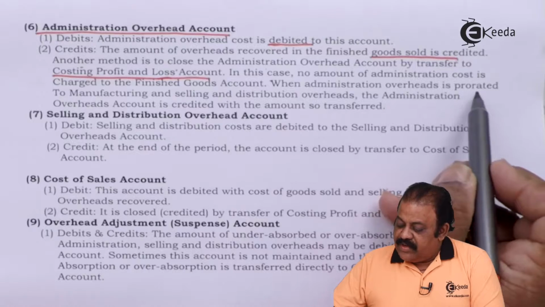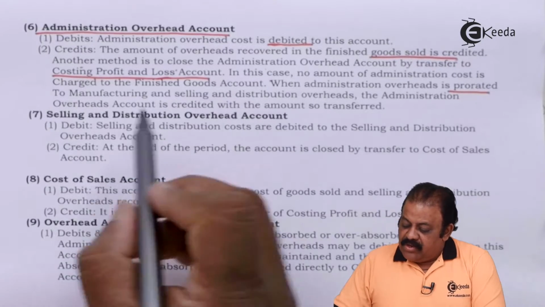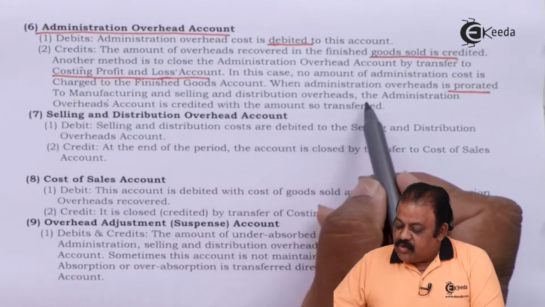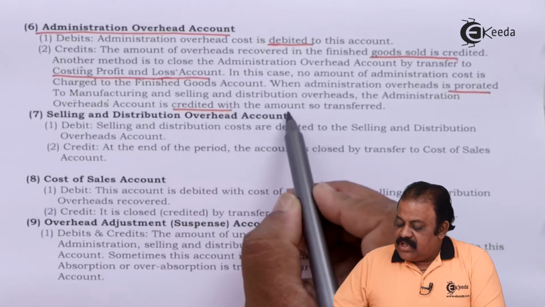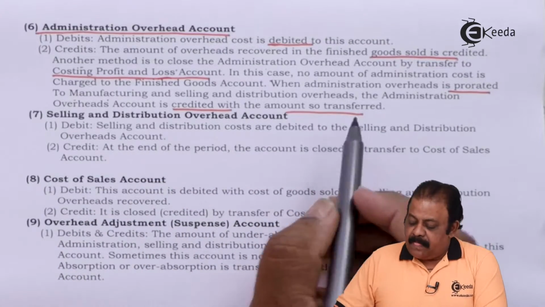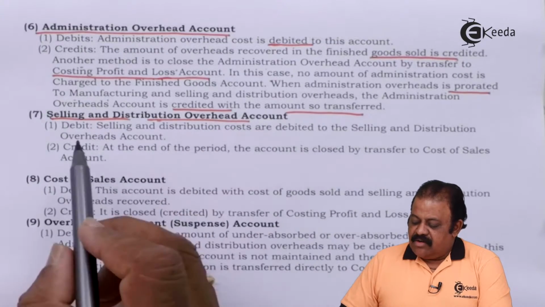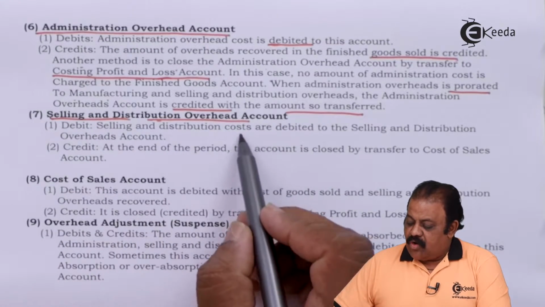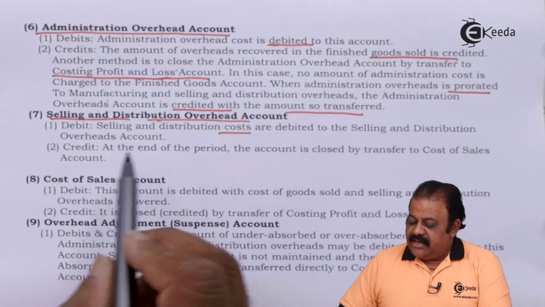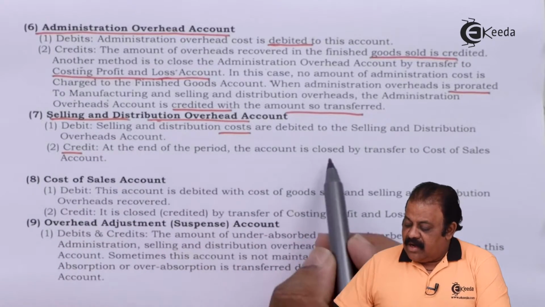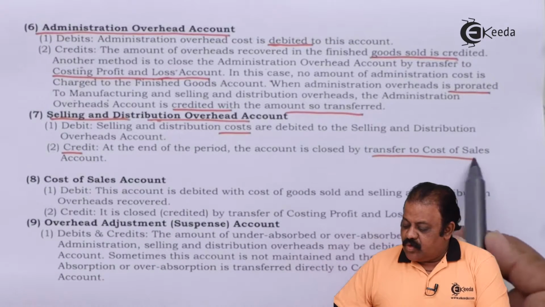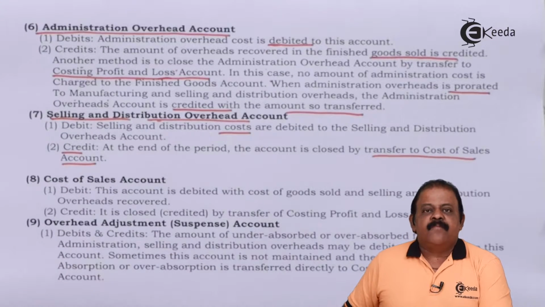In this case, no amount of administration cost is charged to finished goods account. When administration overheads is apportioned to manufacturing, selling and distribution overheads, the administration overhead account is credited with the amount so transferred. Selling and distribution overheads account is debited. Selling and distribution costs are debited to selling and distribution overheads account. Credits. At the end of the period, the account is closed by transfer to cost of sales account.